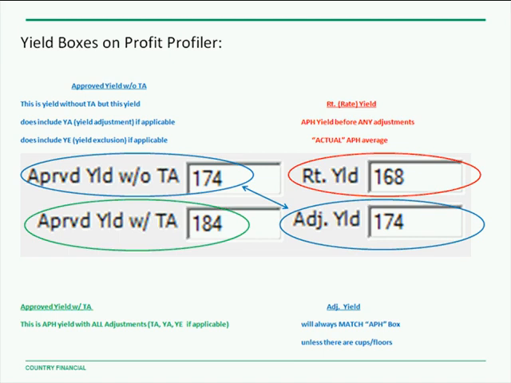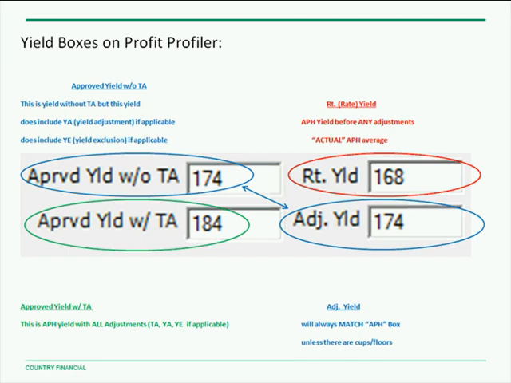I'm going to start over here on the top right called the rate yield box. It is always the yield before any adjustments. It's their actual APH. So if you'll remember from that previous slide, his 10-year average was 168.